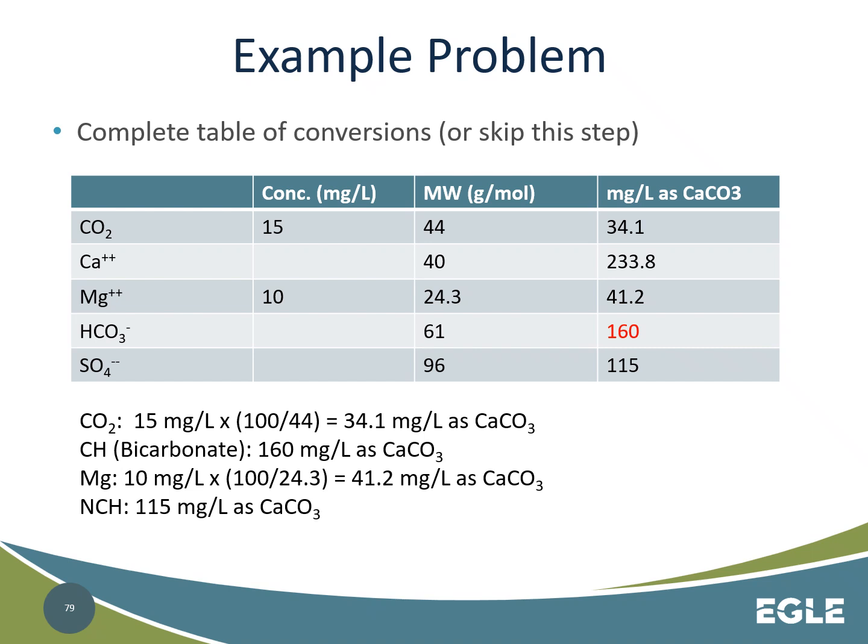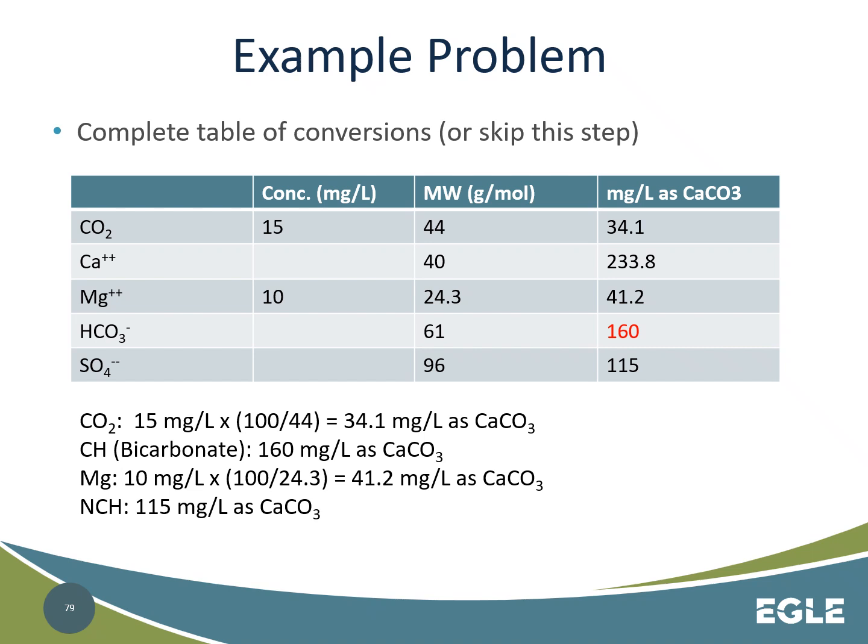For step 1, we convert the units all to milligrams per liter as calcium carbonate. Remember, we can't add pesos and euros together to get dollars. We have to convert pesos to dollars, then convert euros to dollars, and then we can add them together. The same is true for our units here. Recall from the previous slide that we need to convert CO2 and magnesium. For CO2, we are given a concentration of 15 milligrams per liter as CO2.